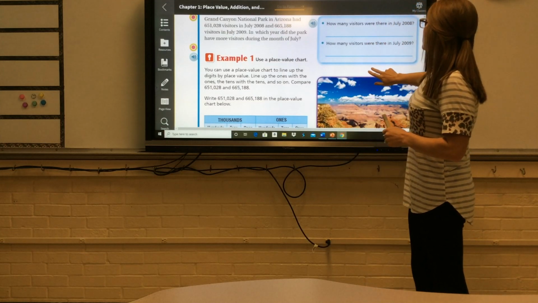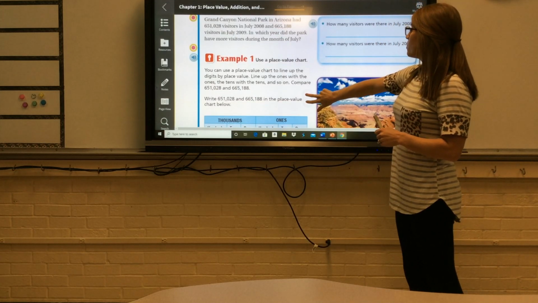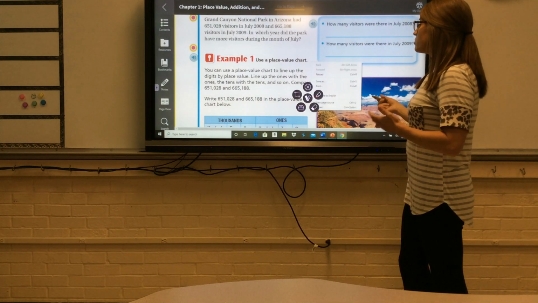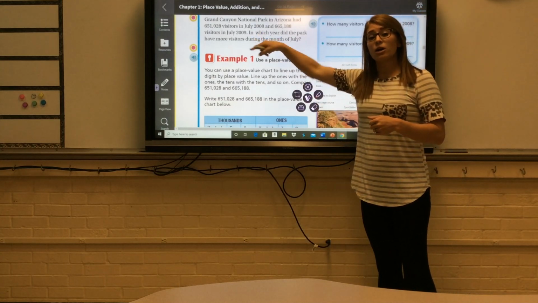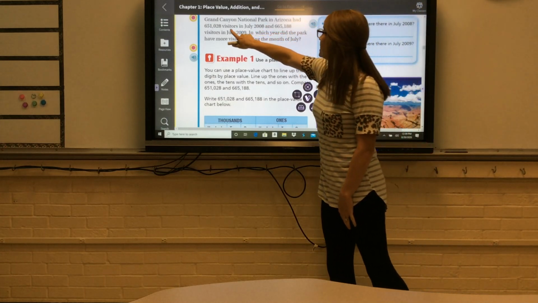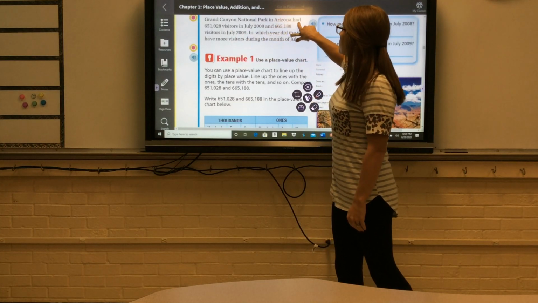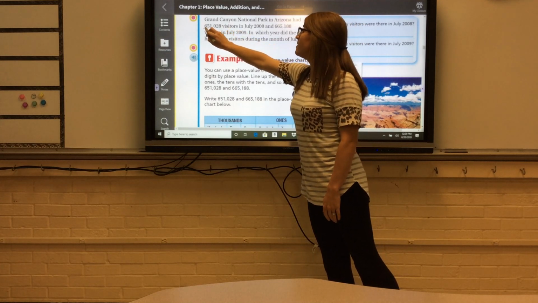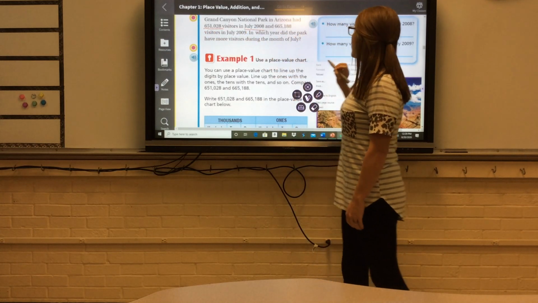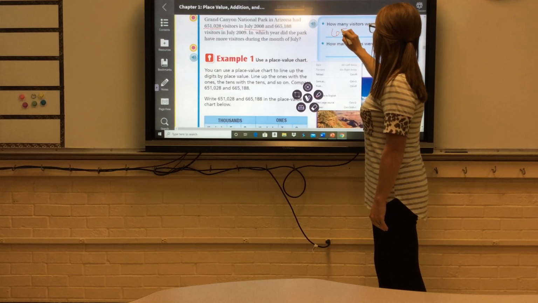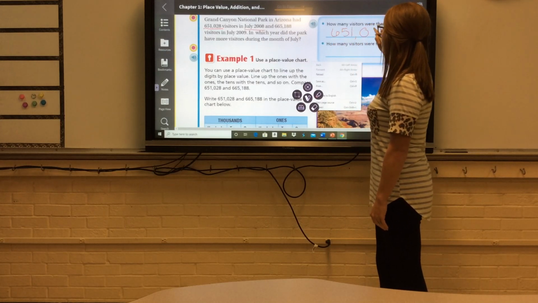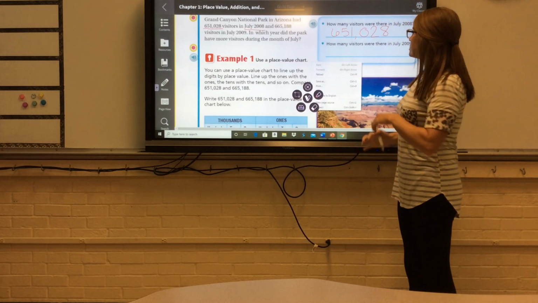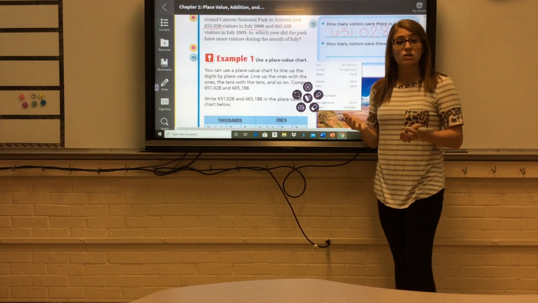Okay, so first we've got to look at these 2 questions up here. They want to know how many visitors were there in July of 2008. So in order to find that, we've got to make sure that we look back in our problem. It says that the National Park in Arizona had 651,028 visitors in July of 2008. So I'm going to write that number right there, 651,028 visitors.